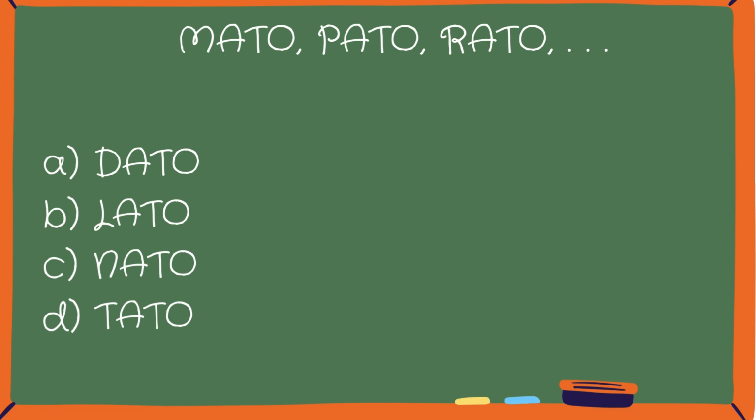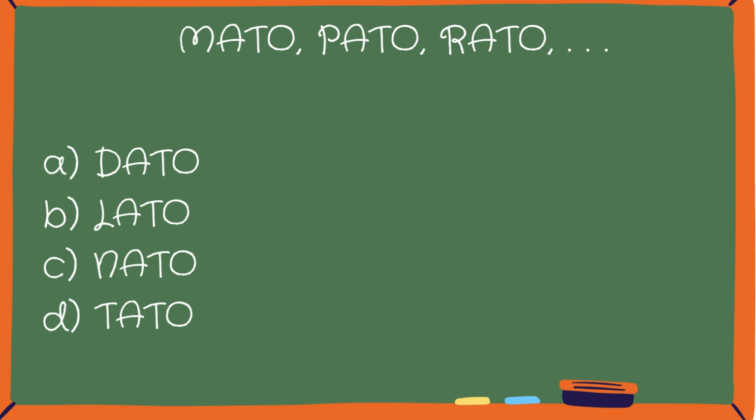Be careful with these types of exercises. Look at mato, then pato, then reto, and what will be the next word? Alternatives: A, adato; B, bilato; C, cinato; or letter D, tato. What will be the answer: A, B, C, or D? I want to know. Pause the video and try to do it, and write your answer in the comments. Let's see how we can do this exercise.